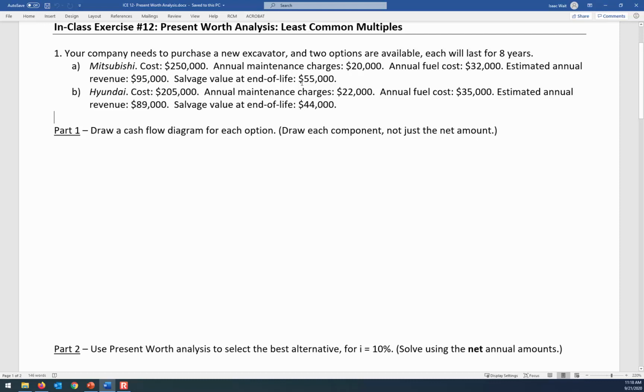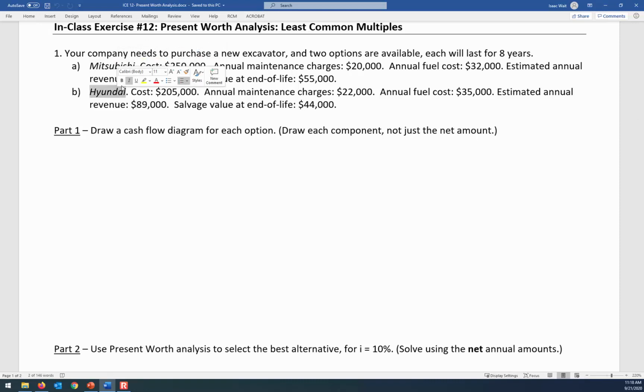And so just to visualize what's going on here, I'd like you to start off by drawing a sketch of the cash flow diagram. And I suggest that you should draw each component. What I mean by component is don't combine all of the arrows together. Don't make a net cash flow diagram. Make a cash flow diagram that includes all of the pieces for both Mitsubishi and Hyundai.